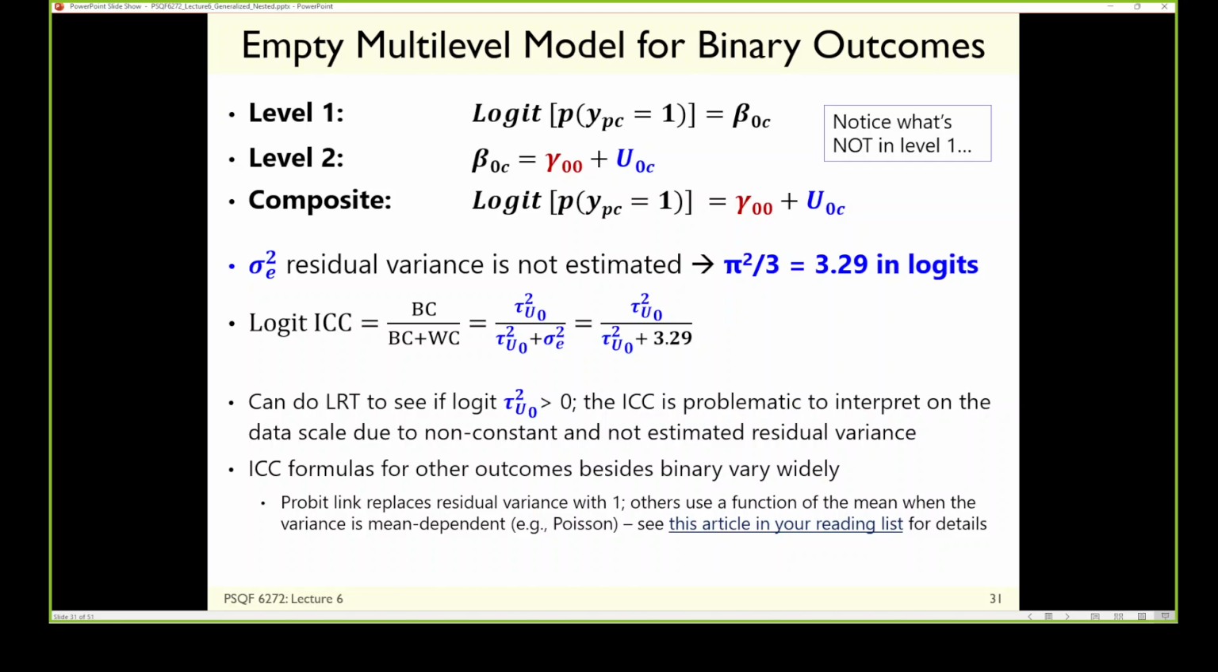So I just found a new article by the same people that were already on your reading list, and I posted it to ICON and I added it to your syllabus. It's an updated version that focuses on how to do ICCs for other kinds of link functions, like count data, for instance. Funny story about that.